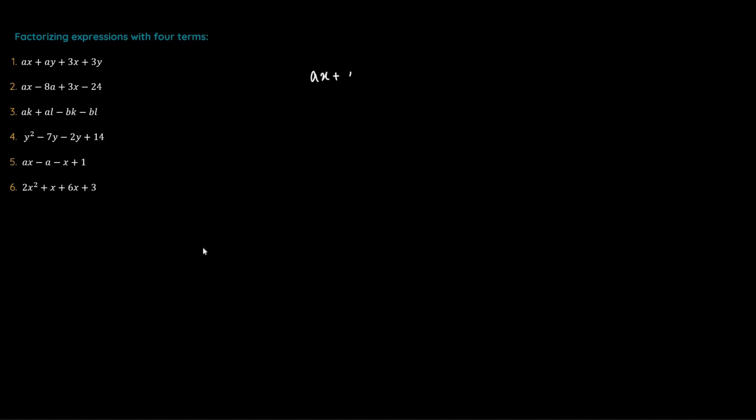ax plus ay plus 3x plus 3y. So as we did earlier, we take these two into one team and these two into the other team. So now let's start factorizing. So the yellow team, a is the common factor, so we can take a out. And if I take a out of these two terms, what remains inside is x and y. So this is x plus y.